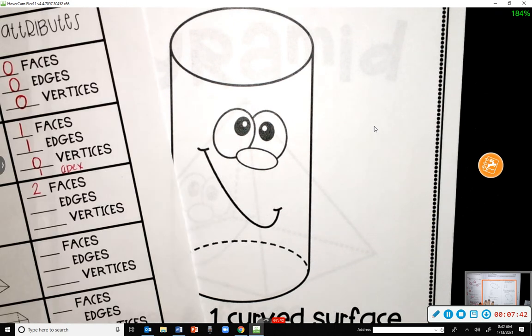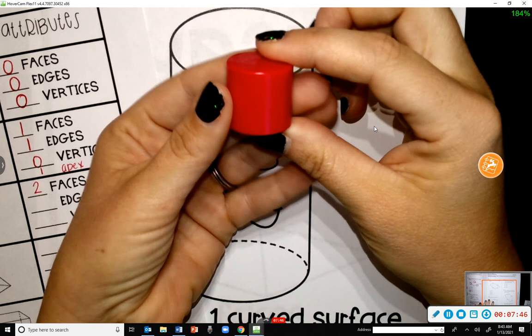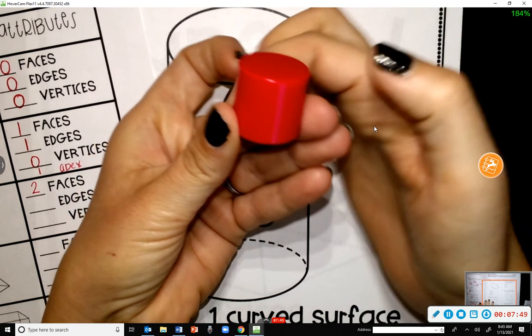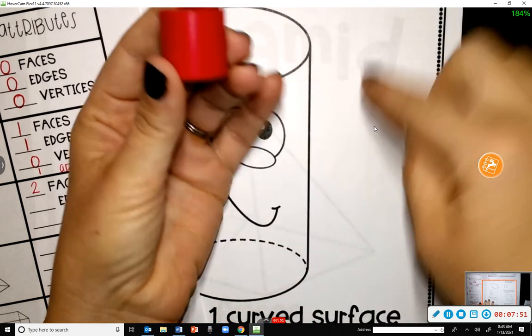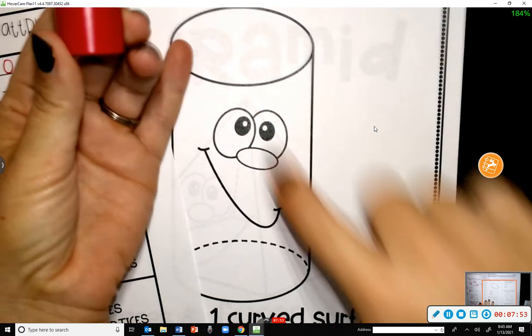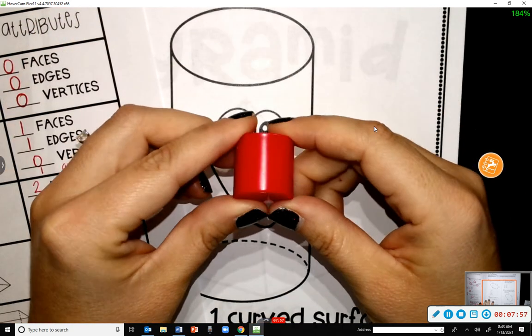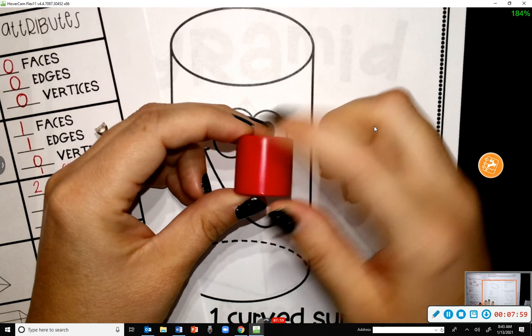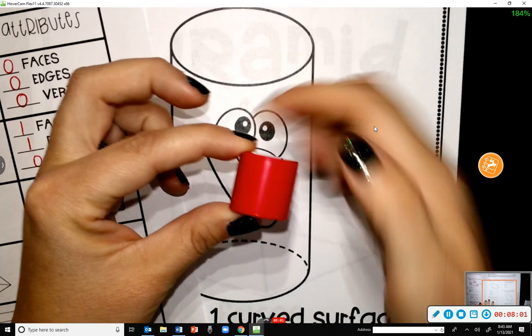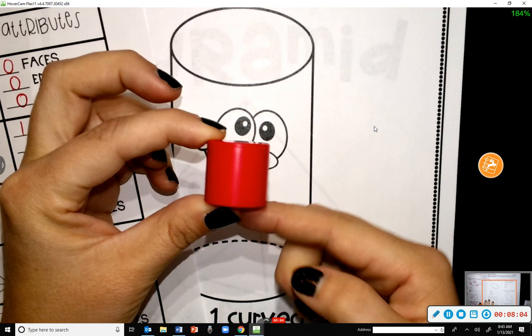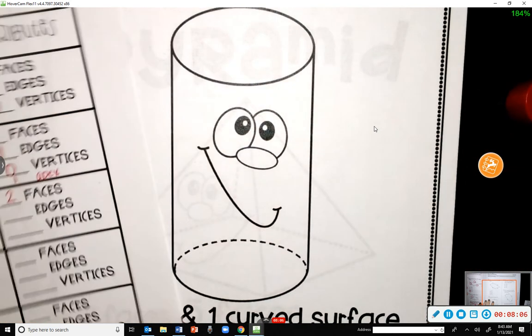And if you want to get your cylinder out of your baggie, we cannot count any edges around this part, the center part, right? Even though we see these lines, those are not edges because it's curved. Okay? 0. Not 0. 2. Where it wraps around the top and the bottom, those create edges, okay? So 2 edges.